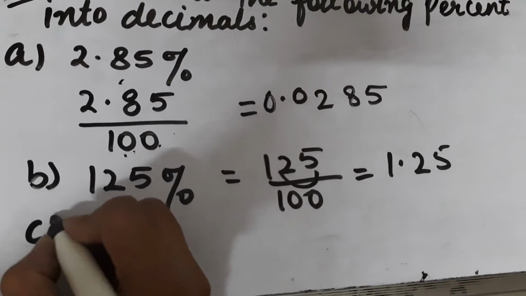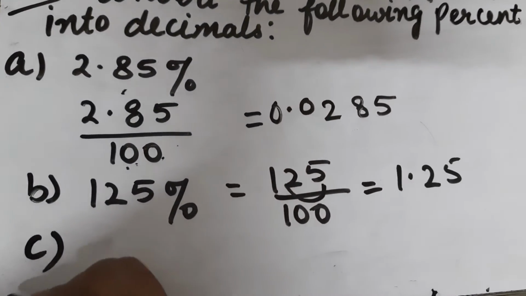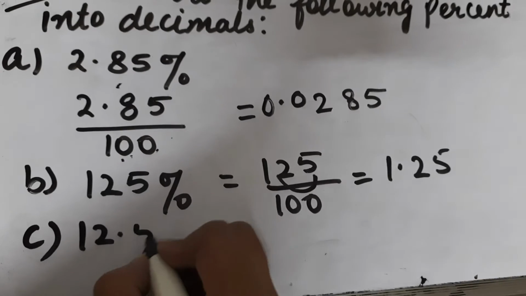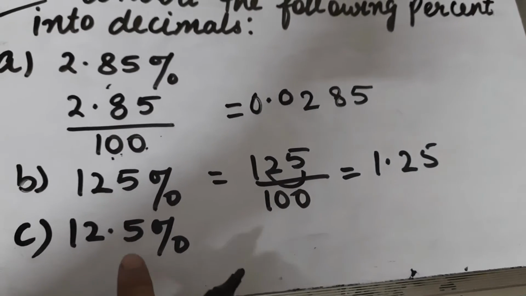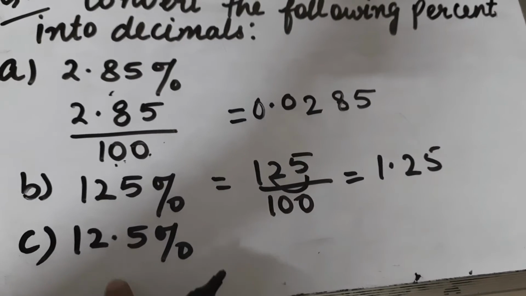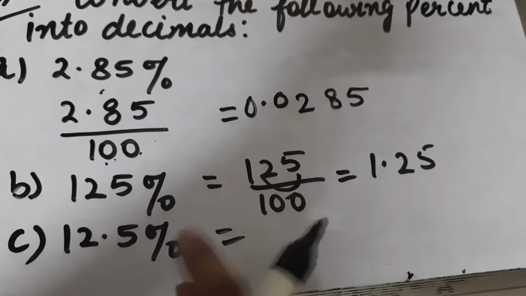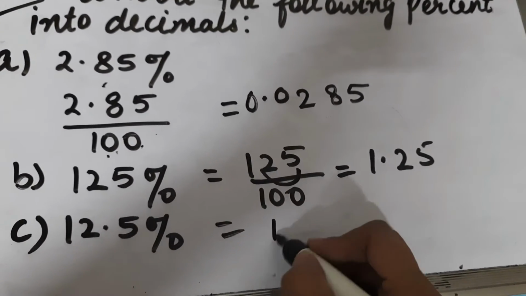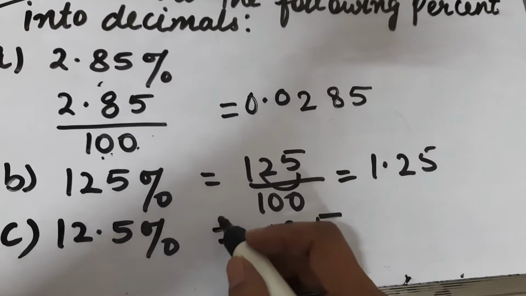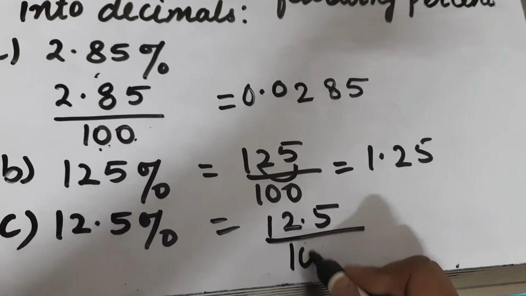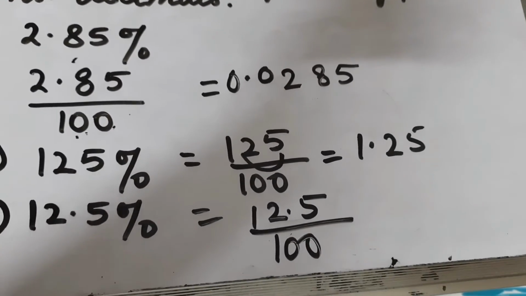Now come to C part. C part is 12.5%. We have to remove the percent sign and convert it into decimal. See how we will do it. We will divide by 100. 12.5 is here and we have to remove the percent sign, so divide by 100. This will be 12.5 upon 100.